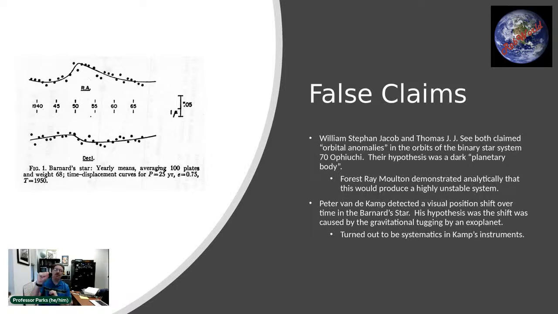And so Van de Kamp was looking at Barnard's star and how it was moving, and I'm showing the data that he collected. And what he noticed is a wiggle. He noticed that RA, which stands for right ascension, you can think of that as stellar longitude. Declination is stellar latitude.